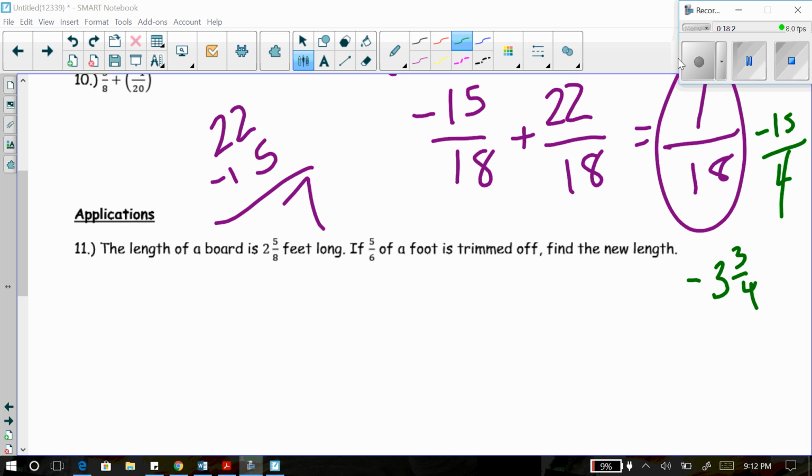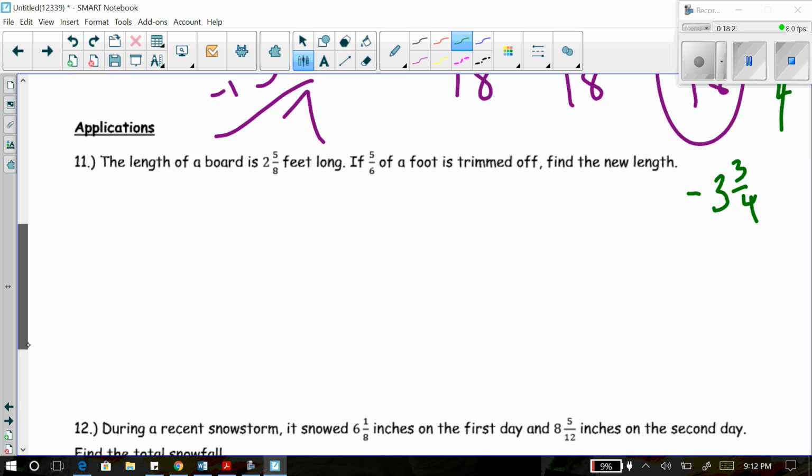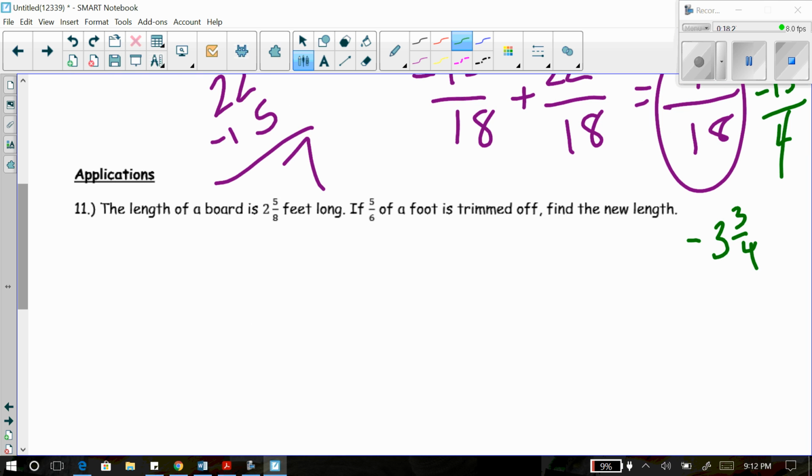All right, so we can skip number 10. I feel like you guys have done enough problems now. Let's do a couple application problems here. The length of a board is 2 5/8 feet long. If 5/6 of a foot is trimmed off, find the new length.